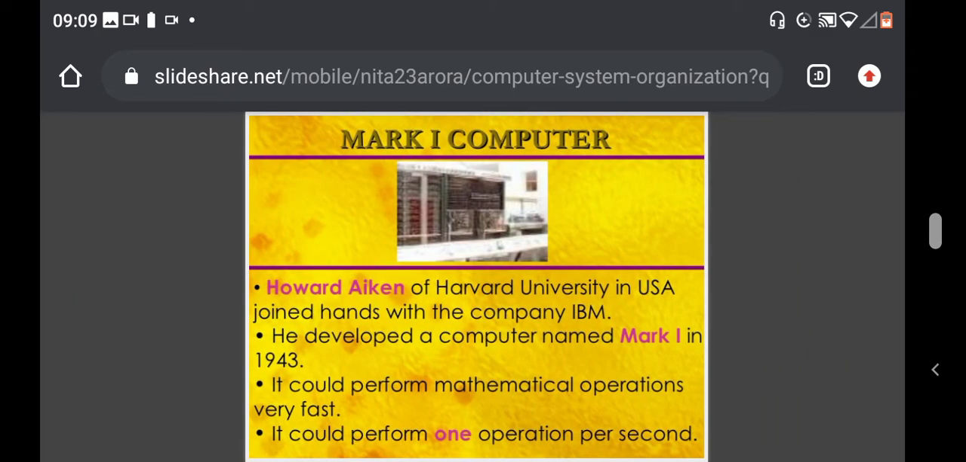Then we have the Mark I computer. Howard Aiken of Harvard University in USA joined hands with the company IBM. He developed a computer named Mark I in 1943. So it could perform mathematical operations very fast, and it could perform one operation per second.